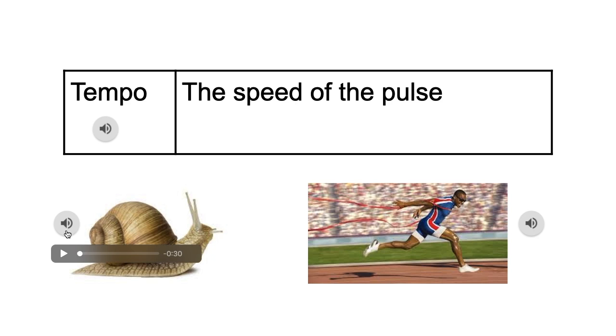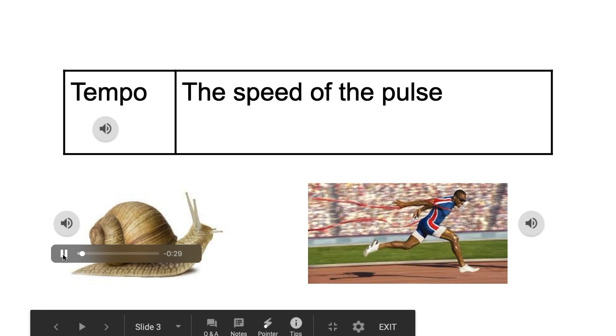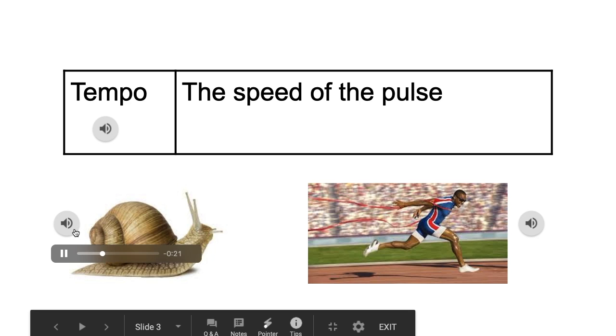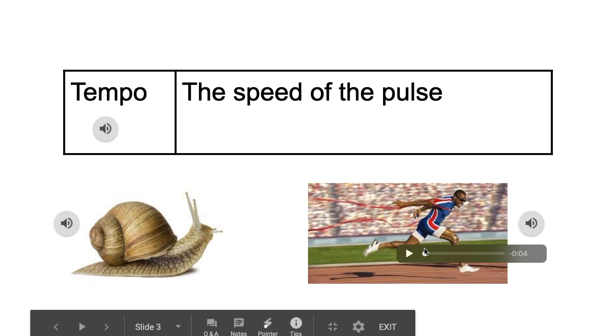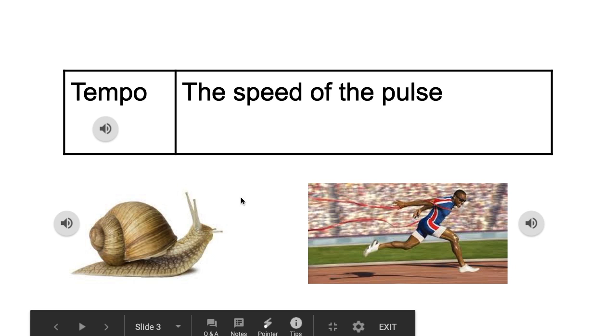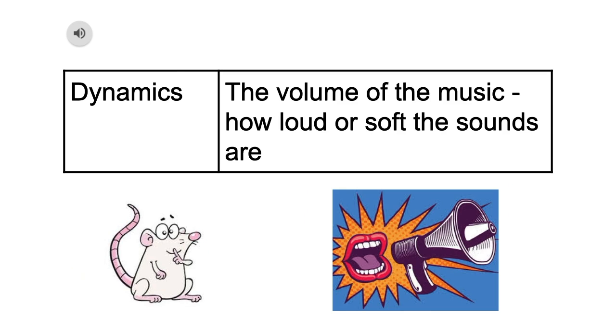If you were to slow that right down, you can hear that the tempo has changed. If you were to speed the tempo up to quick, or it's sometimes called allegro in classical music, it's so fast. So tempo is the speed of the pulse of a piece of music.